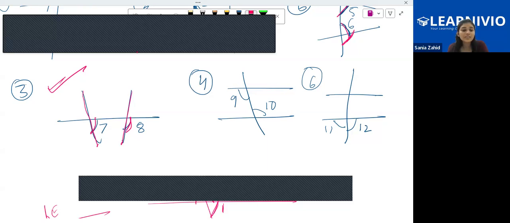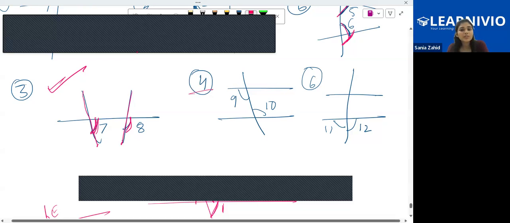But 7 is interior, Azan. 7 is an interior angle and 8 is an exterior angle. So what kind of pair are these? Corresponding. Yes, exactly. Please pay attention in the class. It's very important that you pay attention in the class. I've explained to you multiple times what are corresponding, what is interior, what is exterior. Manha, tell me the fourth one.